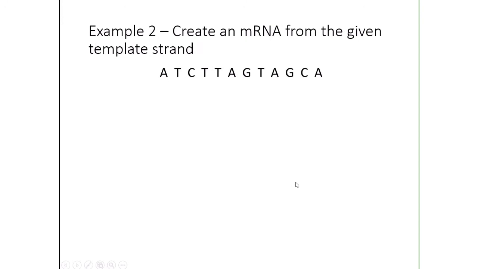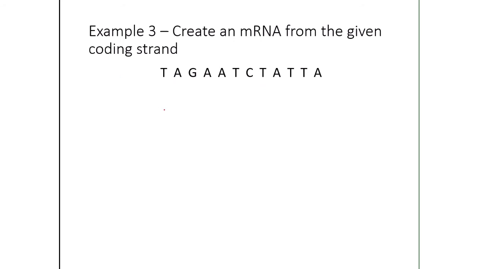Let's try a different example. Create an mRNA from the given template strand. So this is the template strand, and if I want to build an RNA from it, we will have to follow the complementary base pairing rule. So A will pair with U for RNA, T will pair with A, C will pair with G, T will pair with A, and so on and so forth. So there is your RNA, which again would contain the same information as the coding strand.